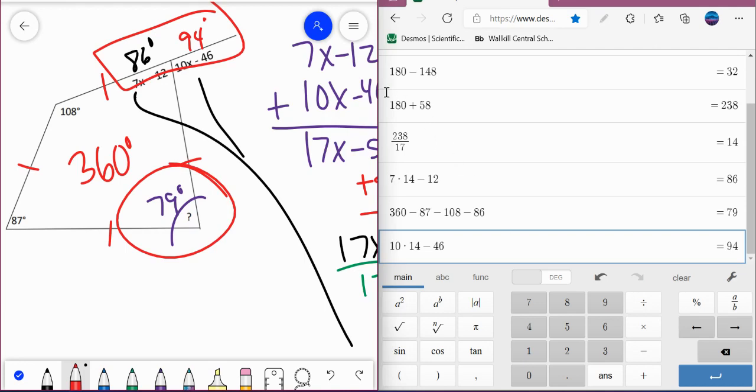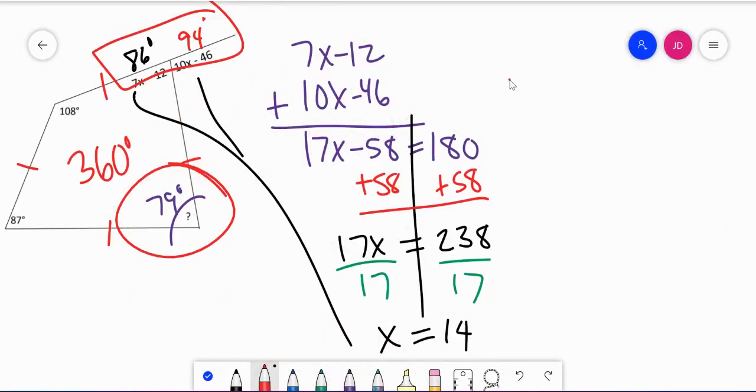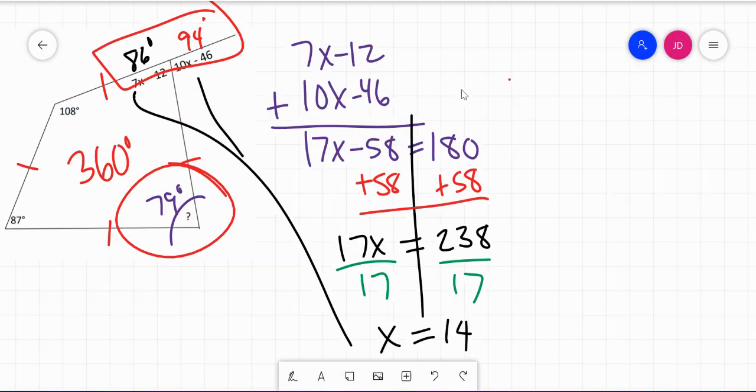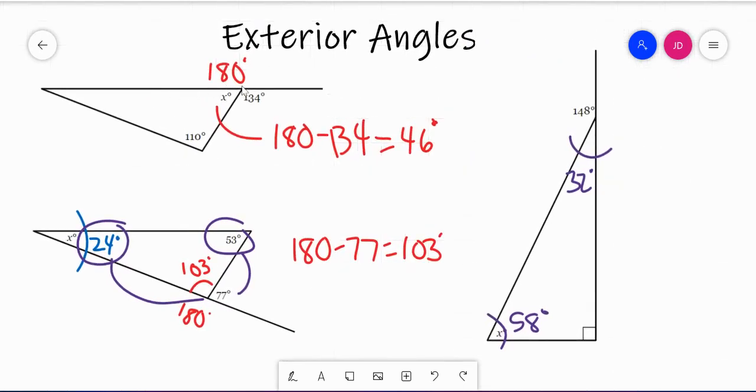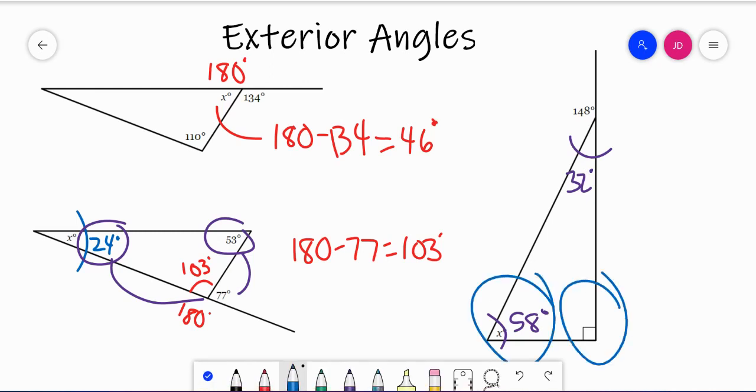Basically, we're just using our skills of what we know about triangles and what we know about a linear pair. The important numbers you need to know are 180 degrees for a linear pair, 360 for a quadrilateral, and 180 for a triangle. Use what we know to fill out the diagrams. And you could use the exterior angle shortcut: these two angles add up to the exterior angle not adjacent to them. Good little shortcut for you guys.